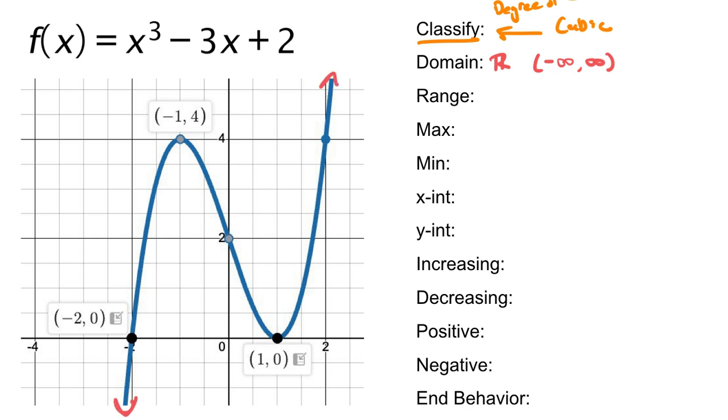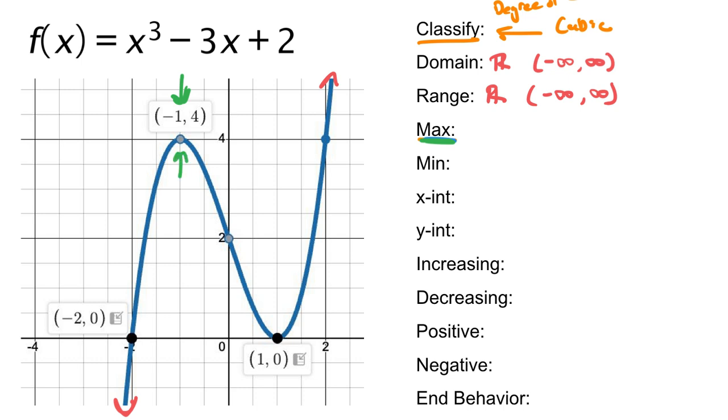And the range, the same thing. This graph goes up forever, it goes down forever, so we have the same thing going on for the range. The range is all real numbers. Or again, I'll write it from negative infinity to positive infinity. Okay, maximums. Maximums are going to be coordinate pairs. So we need to look at this graph and figure out, where does my graph have a maximum? Where's there a highest point? Right there's a highest point. This point right here ends up being the highest point on the graph.